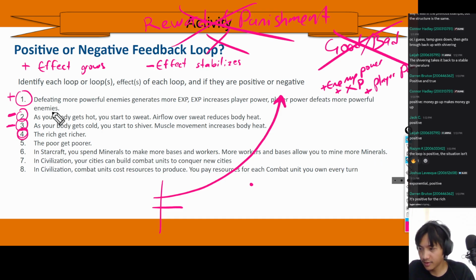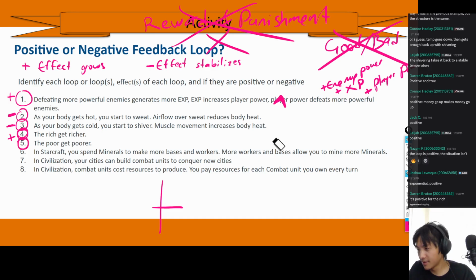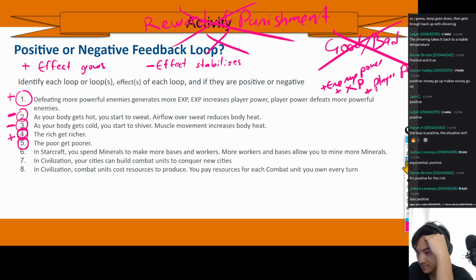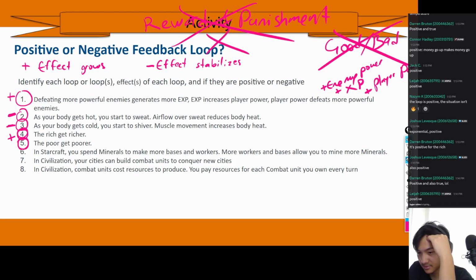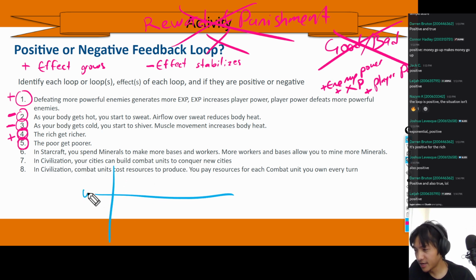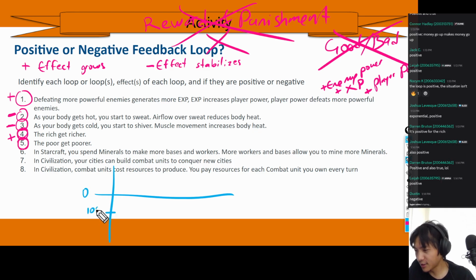The rich get richer. Positive. Okay. Positive feedback loop. Okay, number 5. The poor get poorer. Is that a positive or negative feedback loop? Okay, so let's say you start here. You have a net worth of negative $1,000. You start there, and you get even more poor.